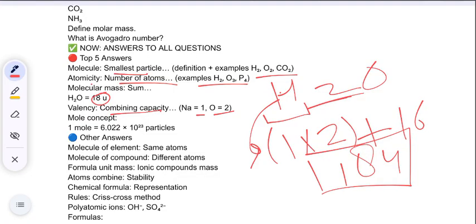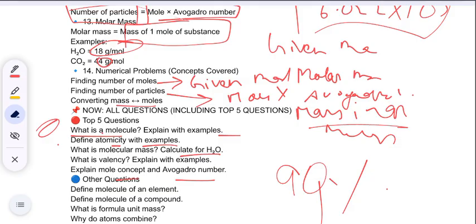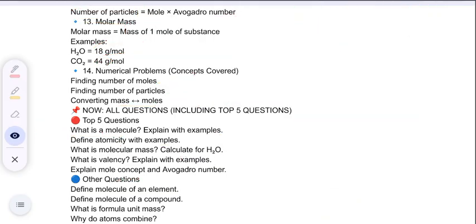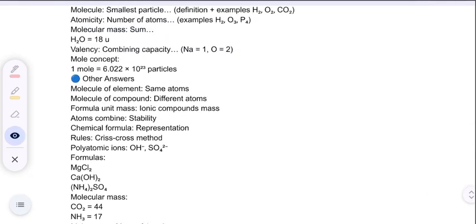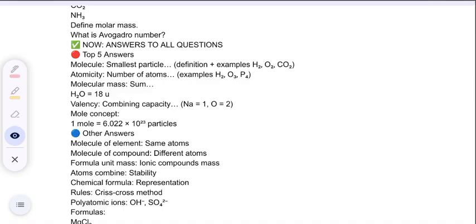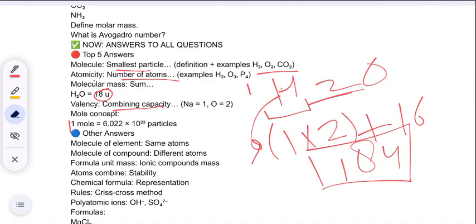Mole concept. What is the mole concept? The mole concept is 1 mole equals 6.022 into 10 to the power 23. Yes, so now I think we have discussed all of it, we were discussing the last question. Let us see. 1 mole equals 6.022 into 10 to the power 23 particles.